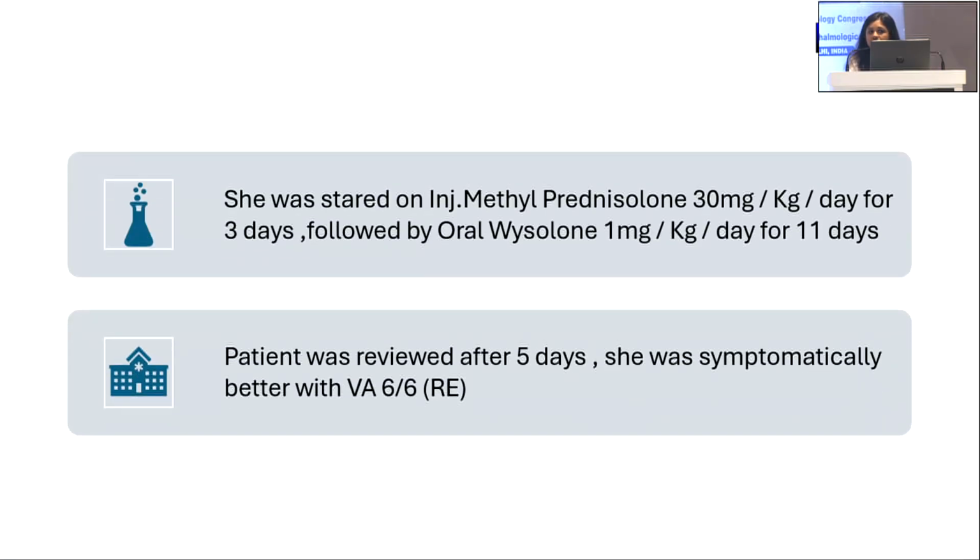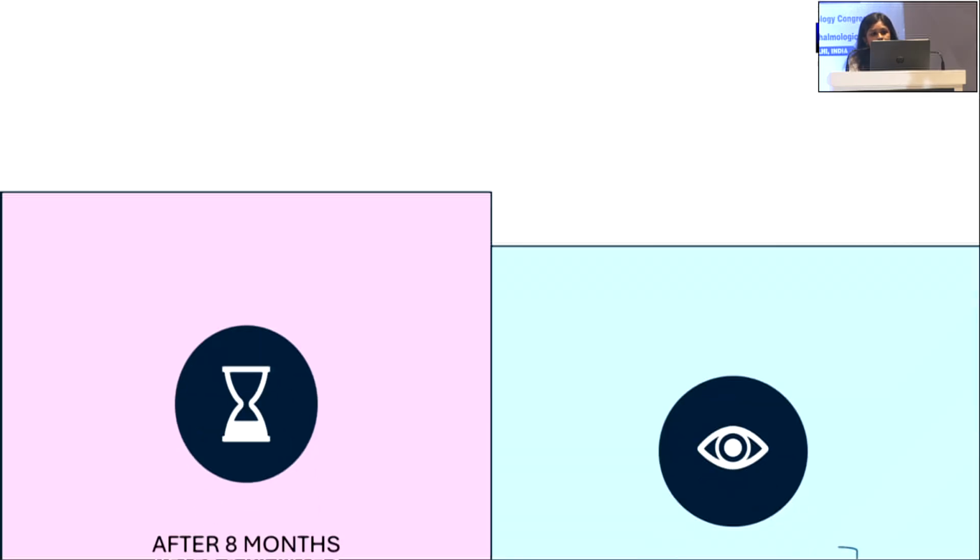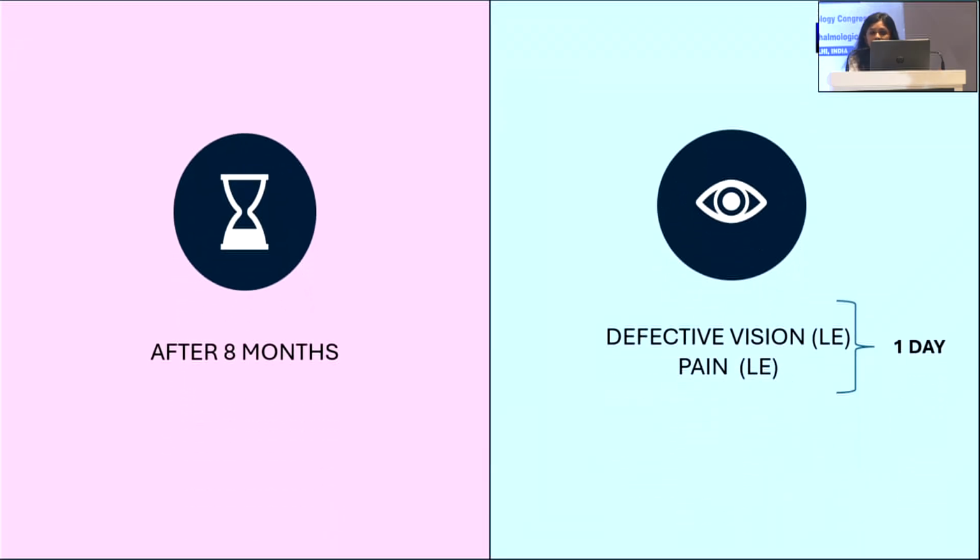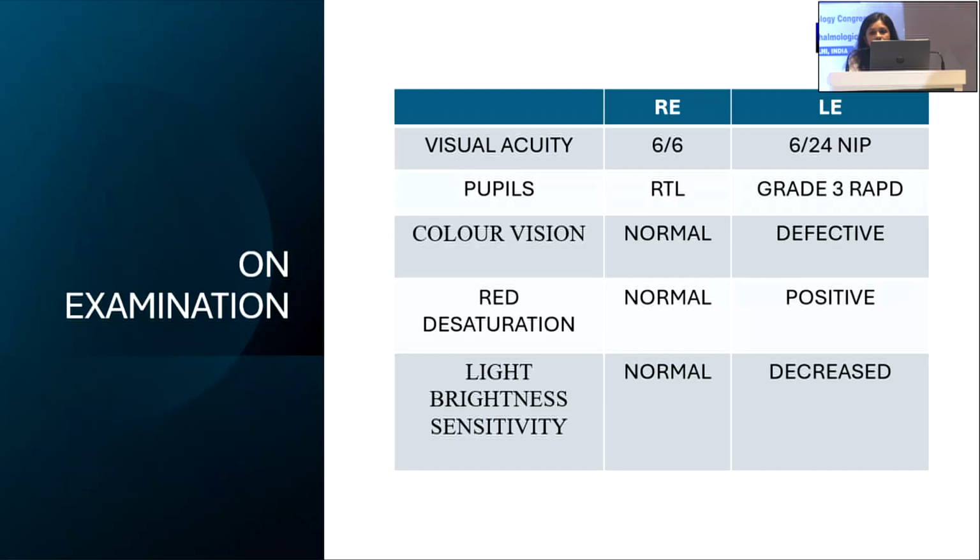She was started on injection methylprednisolone 30 mg per kg per day for 3 days, followed by oral steroids, and the patient was reviewed after 5 days. She was symptomatically better, with visual acuity of 6 by 6 in the right eye. After 8 months, the child again presented with defective vision and pain in the left eye of 1 day duration.